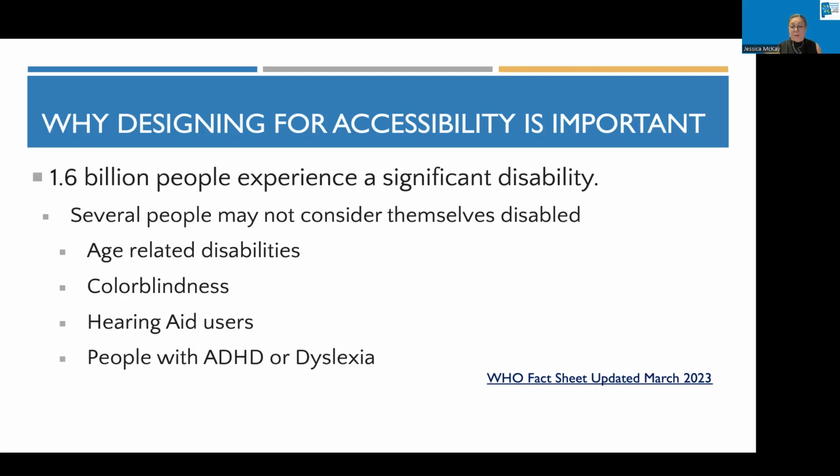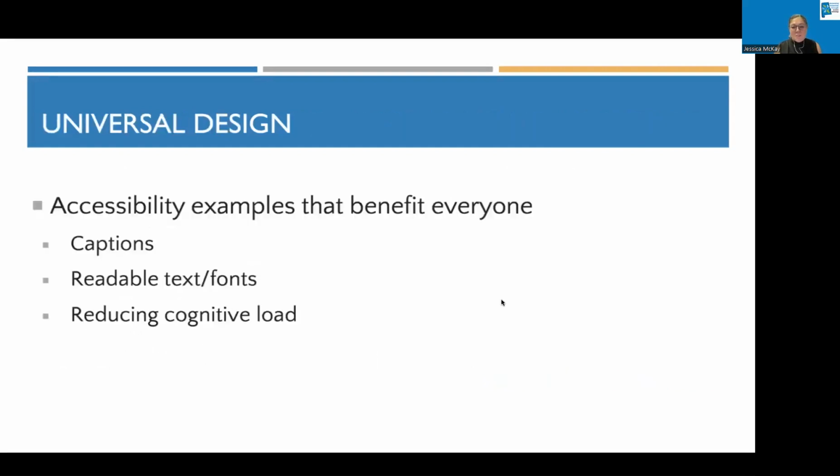Some things to think about are age-related disabilities, color blindness, people who use hearing aids, people with dyslexia or ADHD, also just people who may consider themselves neurodiverse. They'll have some different needs as well and may not necessarily consider themselves to be disabled, but we want to make sure we're designing for all of those people. And ultimately, when we're designing to be accessible, we're looking at it from a universal design perspective as well, right? Because these are just 3 examples, but I think there are things that we see more and more out in the world that really benefit everyone.